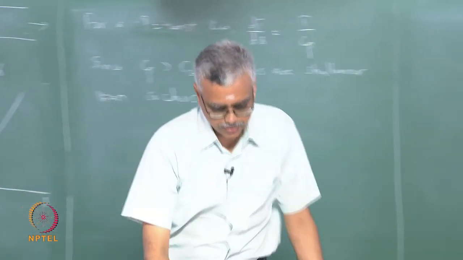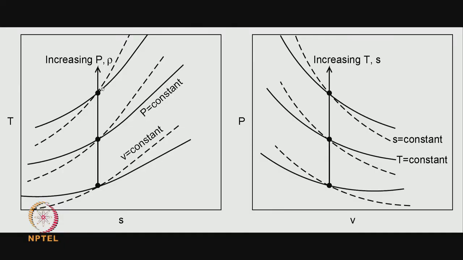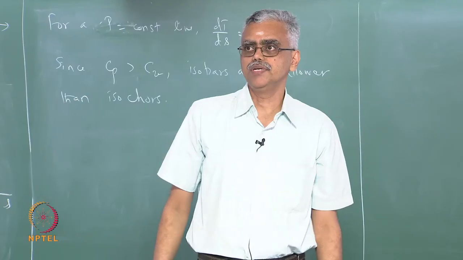That information is also shown in this diagram. You can see that P equal to constant lines are shallower for low values of temperature, and the slope keeps increasing as we move up. You can also see that the V equal to constant lines are steeper than the P equal to constant lines passing through the same state point. That information is depicted here.